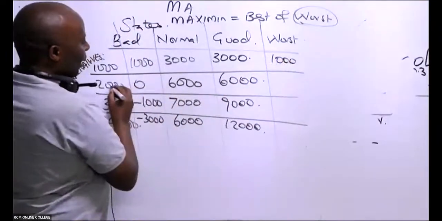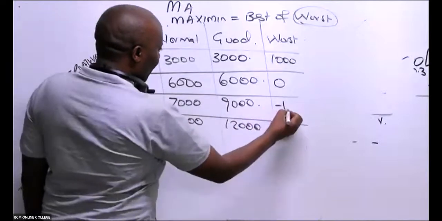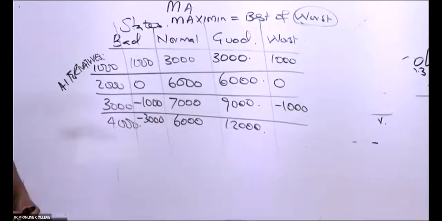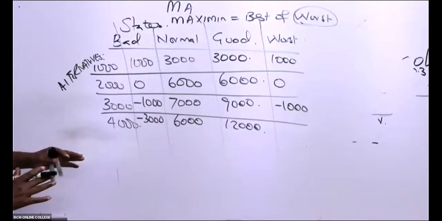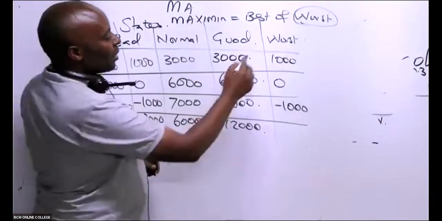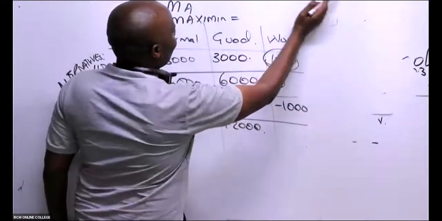The lowest here. How about the very lowest here, somebody? 0. The very lowest here is what, somebody? Negative 1,000. You can just put negative like that, it's easier. If you're using a computer, then you put brackets. Next semester, you shall be doing BDA. So then which one is the best of the worst? 1,000 here. So then what is our maximin decision?